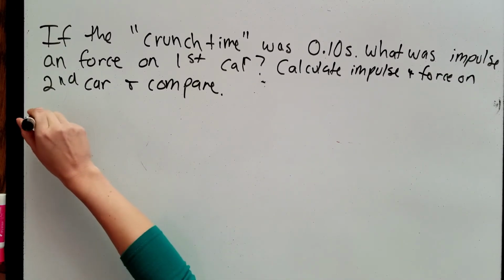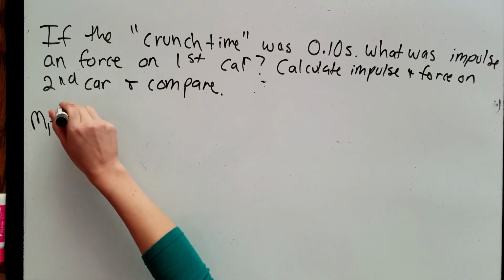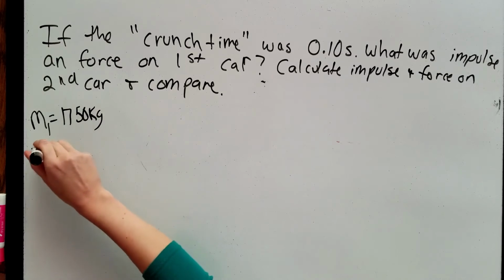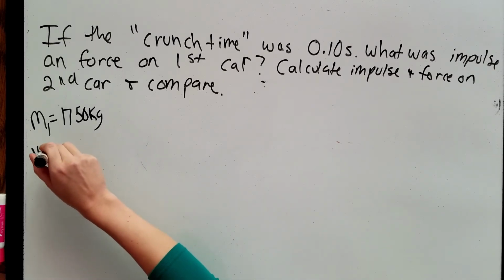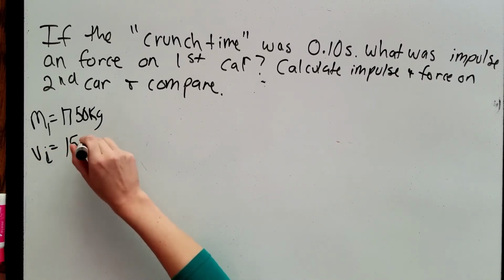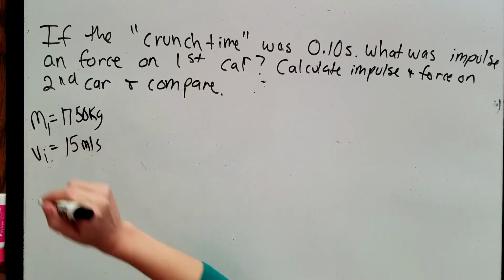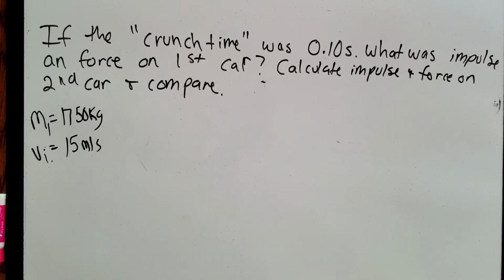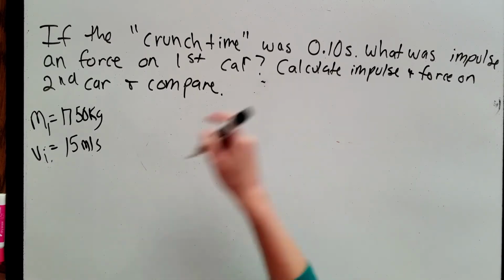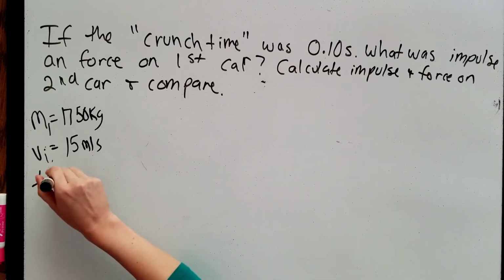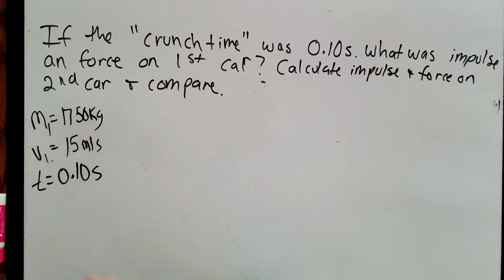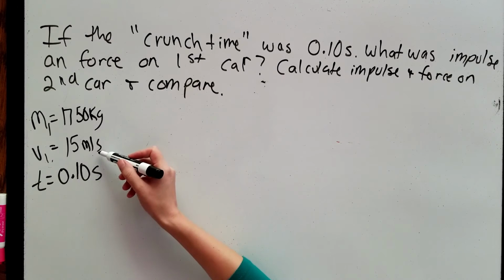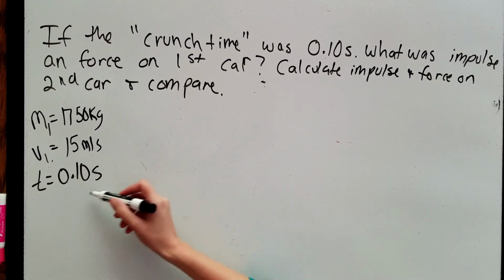So we have car 1, mass was 1750, their velocity was 15. And then the crunch time was 0.10 seconds. Okay, so this is the mass of the first car. This was the velocity of the first car before the collision. And then the crunch time when they hit was 0.1 seconds.